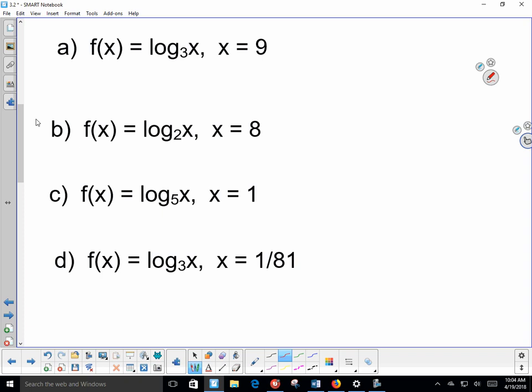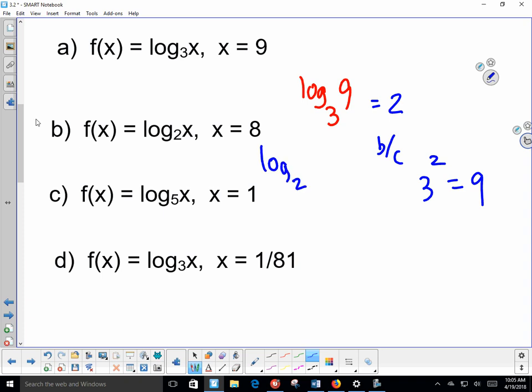All right, so this is saying if f of x equals log to the base 3 of x and x is equal to 9, that means I can think of this as log to the base 3 of 9. And what's that going to equal, Nick? There's 3 squared. All right, log to the base 3 of 9 is equal to 2 because 3 squared gives me 9. 3 raised to what power gives me 9? How about this next one? This is log to the base 2, and I'm plugging in 8 for x. So that's going to equal what, Avery?